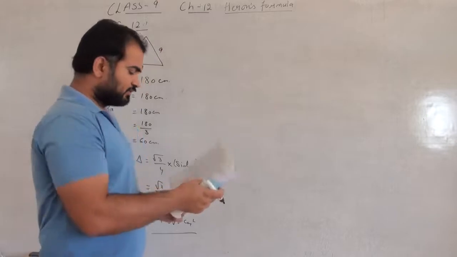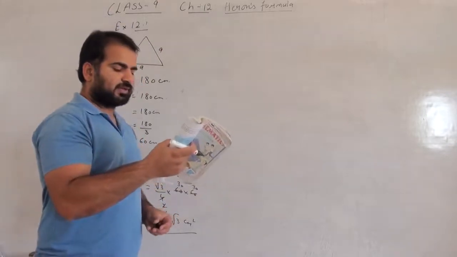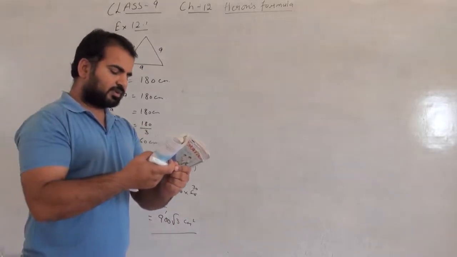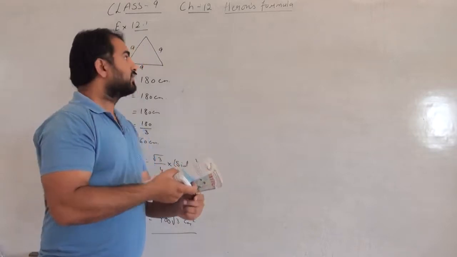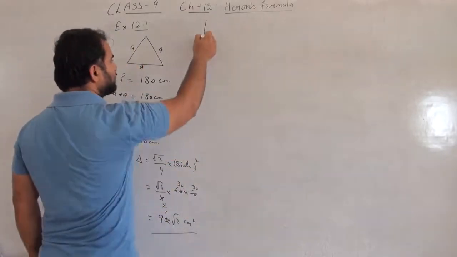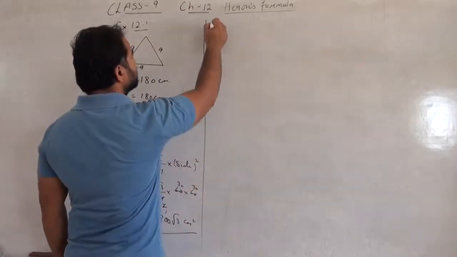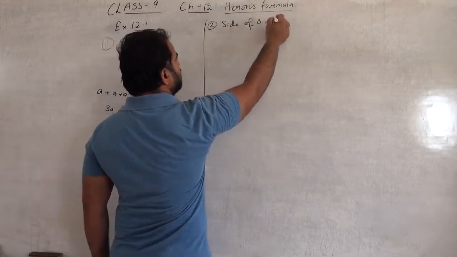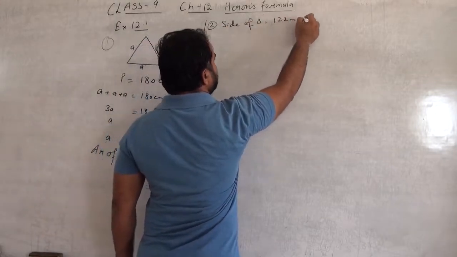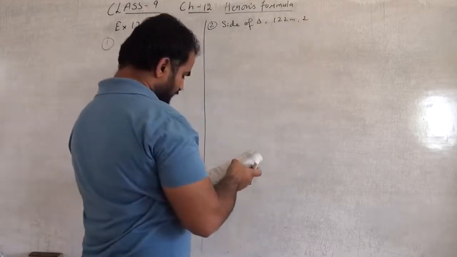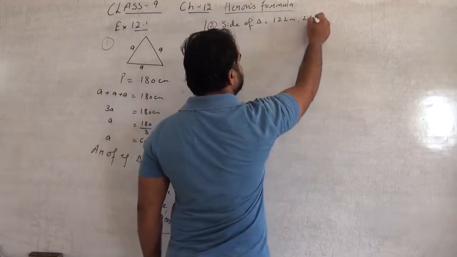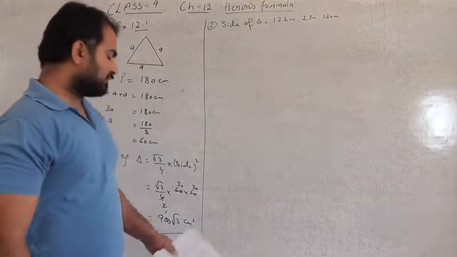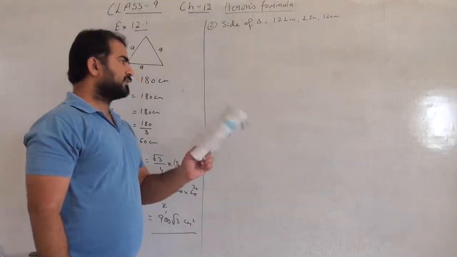Now we move to question number 2. The triangular side walls of a flyover have been used for advertisement. The sides of the walls are 122 meter, 22 meter and 120 meter. And the rate is 5000 per meter square per year.